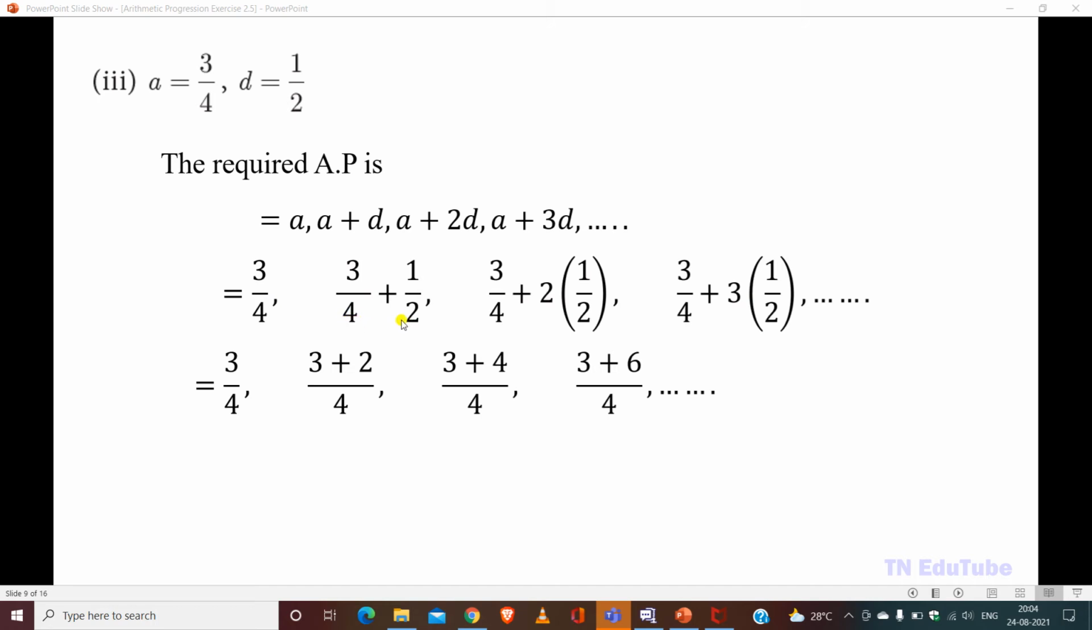Here 4 is the LCM, isn't it? When you are taking 4 as LCM, you get 3 plus 2. You have to multiply it by 2, so the numerator is also multiplied by 2. Here you take 4 as LCM. Here it is 3, and here you have to multiply by 2, so you get 4. Then here you take 4 as LCM, so 3 here, and here you have to multiply by 2. 3 twos are 6. Then simplifying you get 3 by 4, 5 by 4, 7 by 4 and 9 by 4, etc. is the answer.